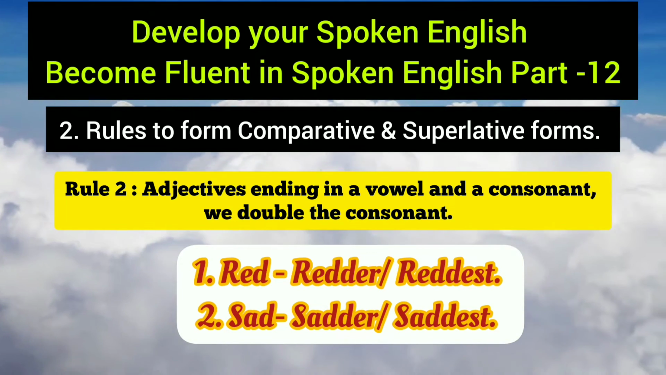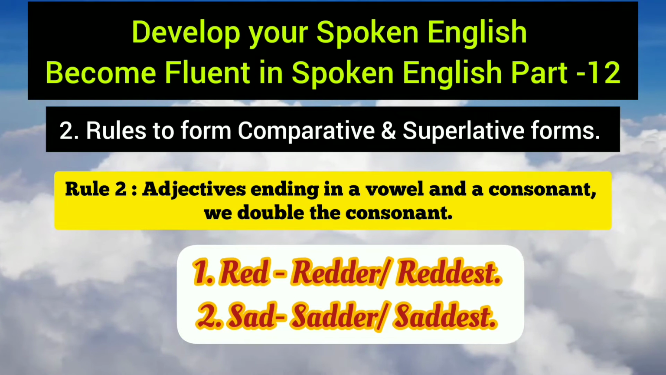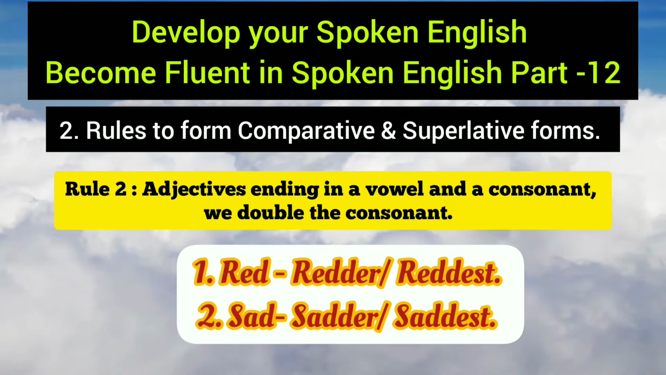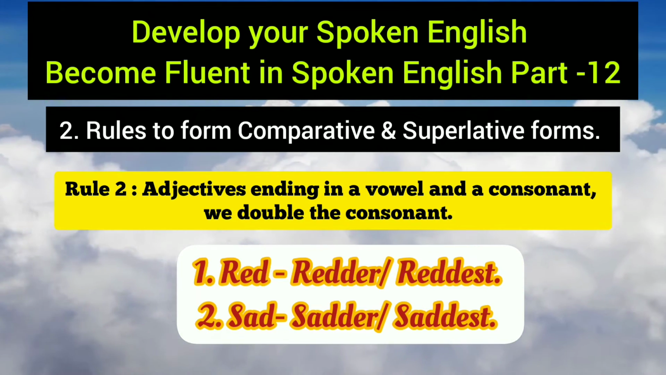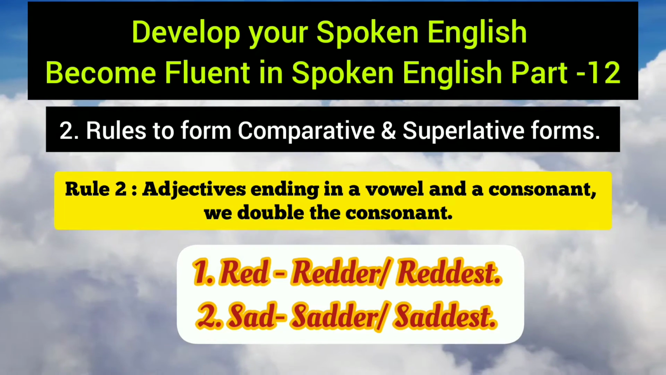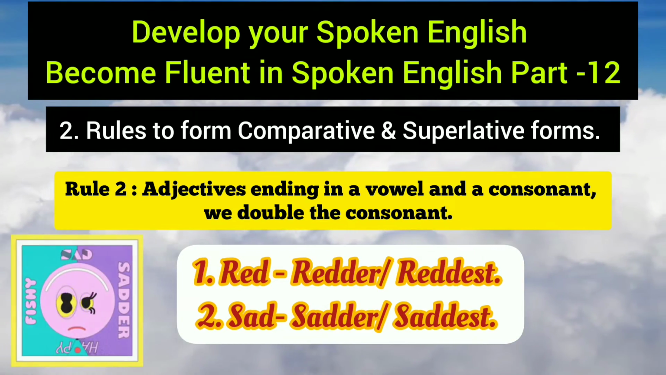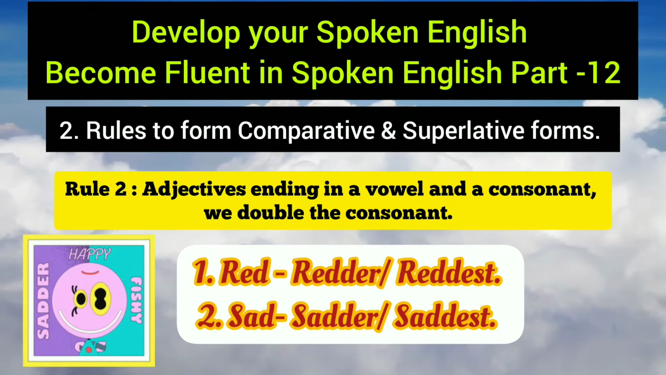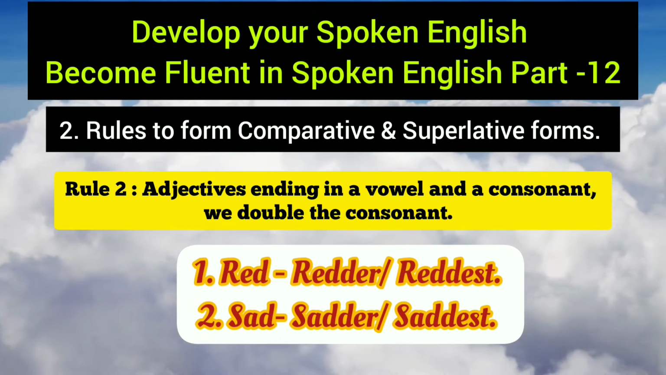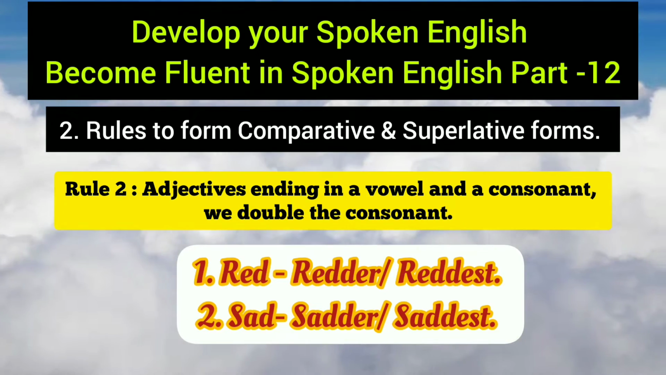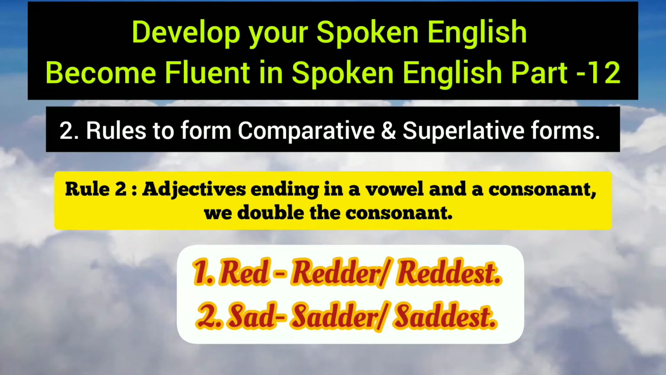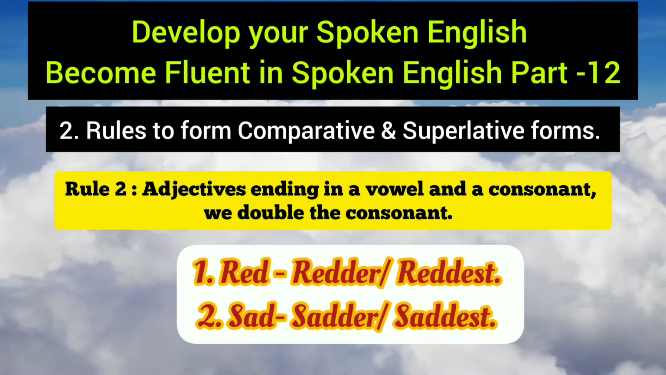I'm doubling the consonant and adding -est to form the superlative, and to form the comparative, I'm just adding -er and doubling the consonant. Let's see the second example, sad. Similarly, sad ends with D, so I'm doubling it. It becomes sadder, the comparative, and saddest, with double D, is the superlative. That's the way to form comparatives and superlatives by doubling the consonant. I hope it's crystal clear.